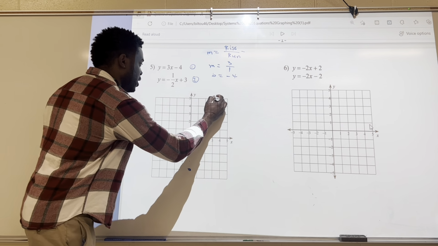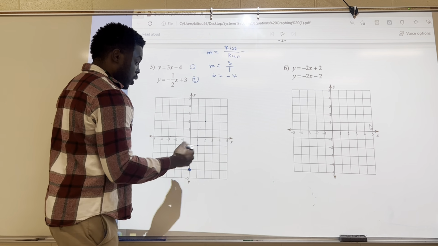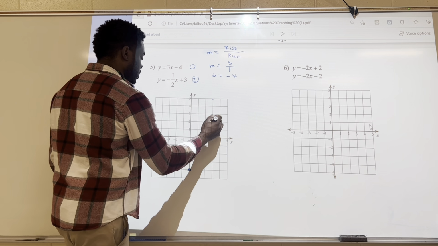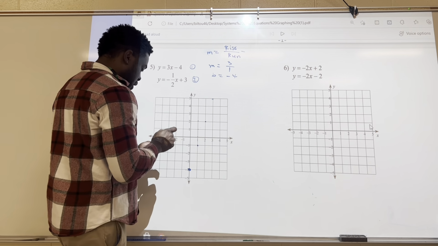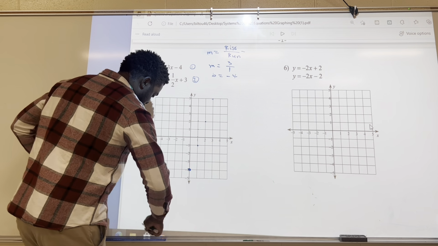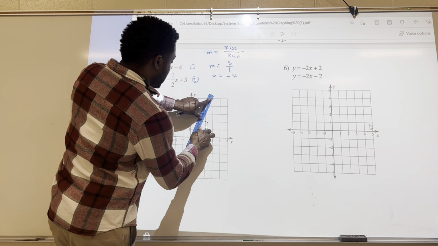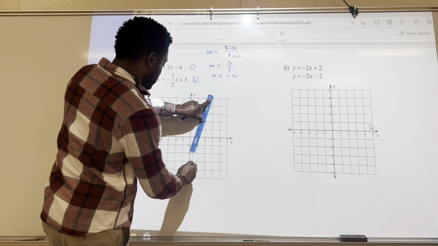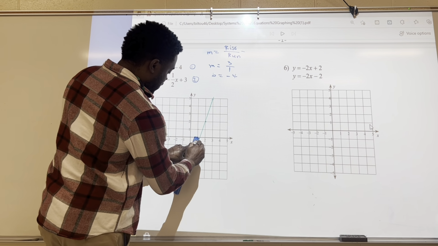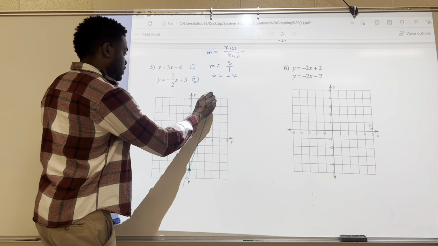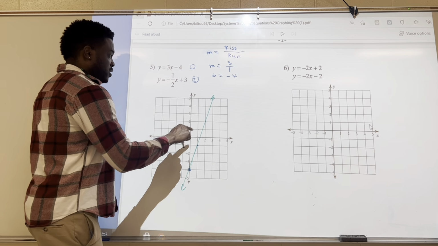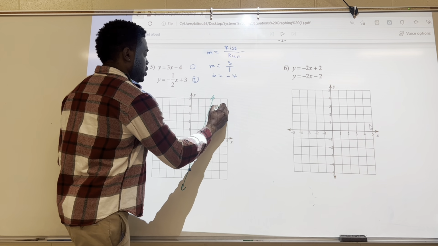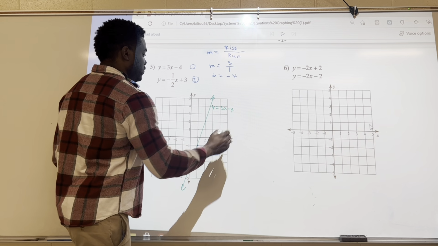So we can go ahead and draw the graph. If we want, we can keep putting some more points: 1, 2, 3, and then 1, meaning the point is over here. We can go ahead and graph this equation. This graph is for y equals 3x minus 4.